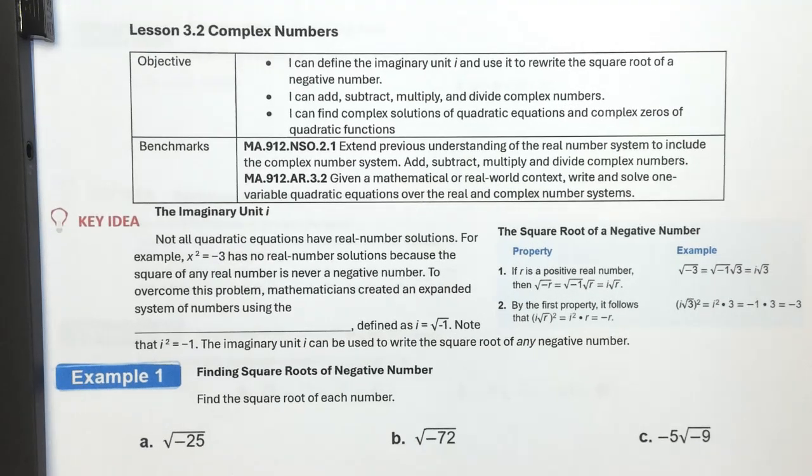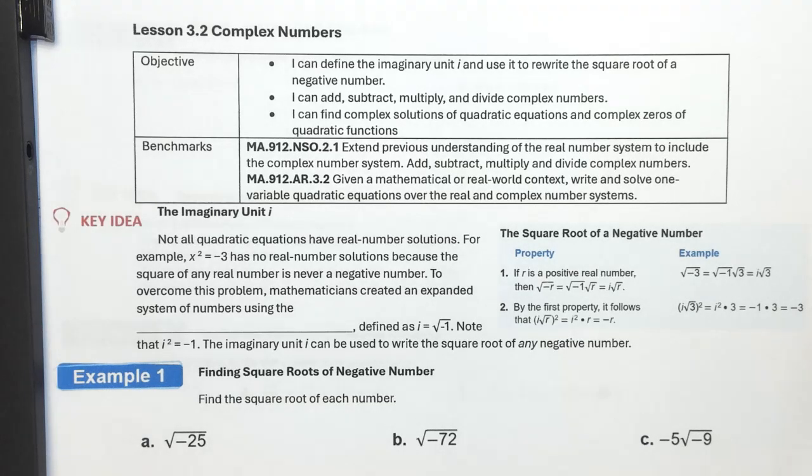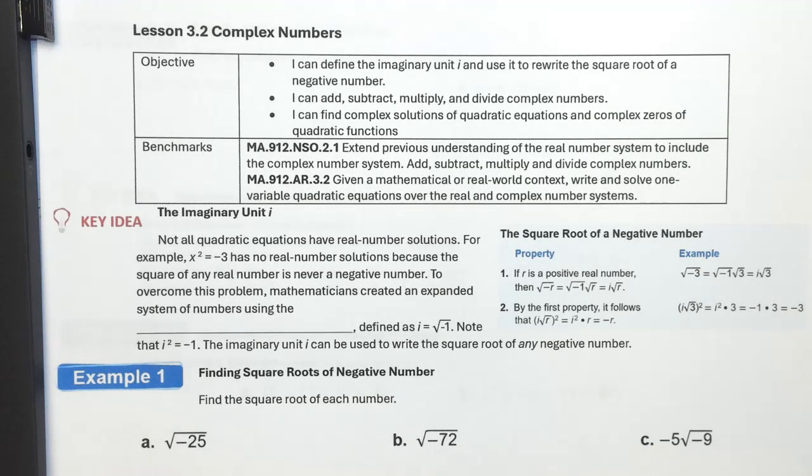Okay, we are moving on to lesson 3.2, complex numbers. So we are going to define the imaginary unit i, not find imaginary friends, so that we can rewrite the square root of a negative number. We're going to add, subtract, multiply, and divide those complex numbers, and we are also going to find complex solutions of quadratic equations. So we've kind of looked at parts of these before. Now we're going to tie them into things we previously learned.